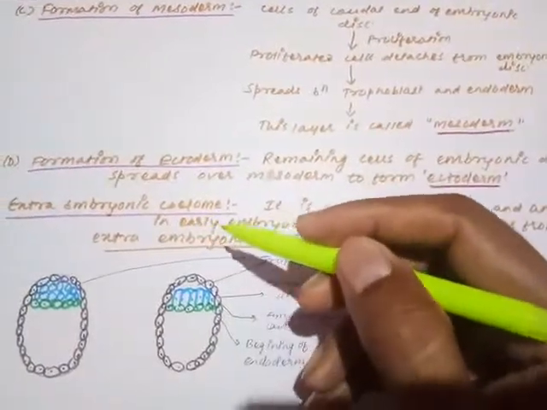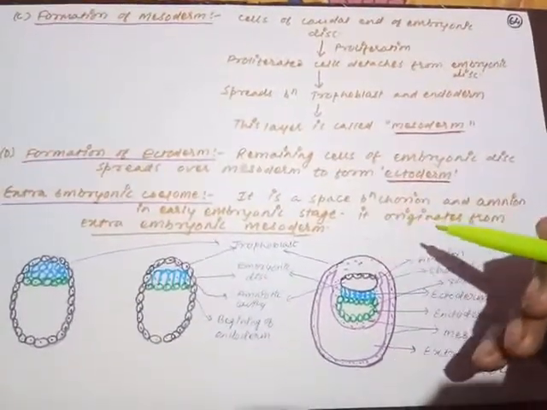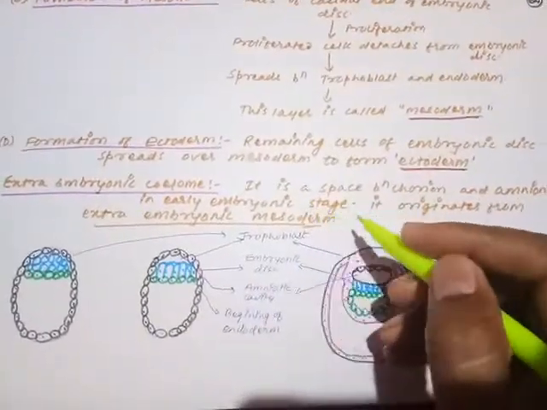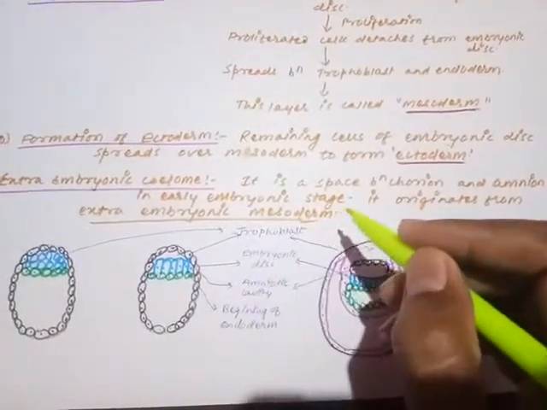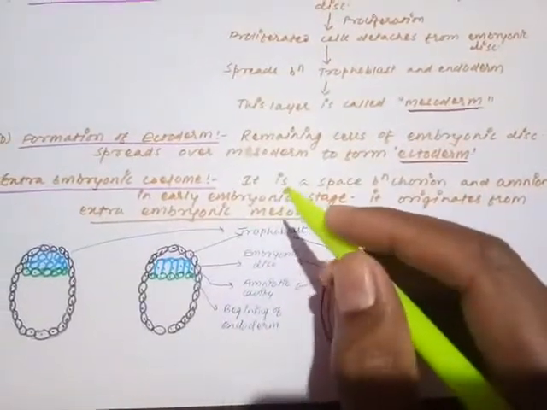One important point is the extra embryonic coelom. It is the space present in between the chorion and amnion. What is extra embryonic coelom? It is a space between the chorion and amnion, present in the early embryonic stage. So extra embryonic coelom means what?